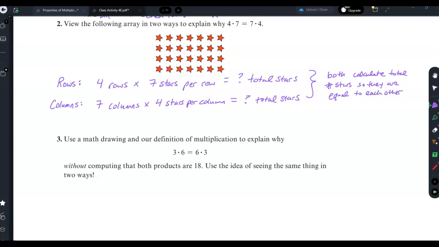And again, you can see, hey, if I rotate that, I get the same number of stars. It doesn't matter if I rotate it, I didn't change the number of stars.